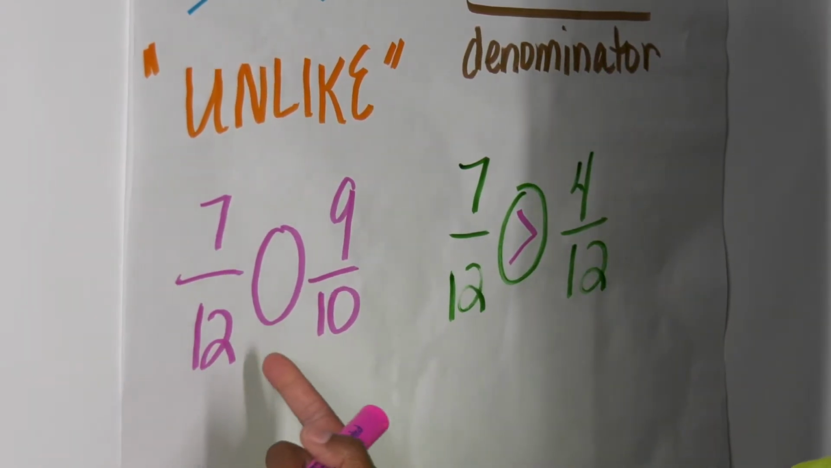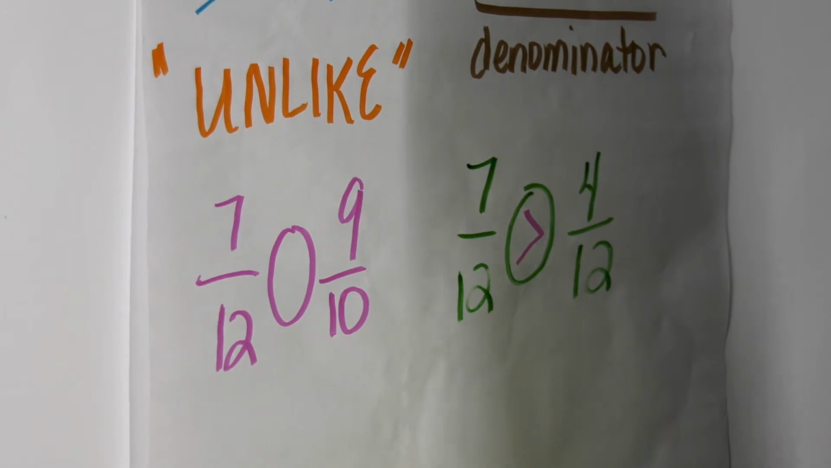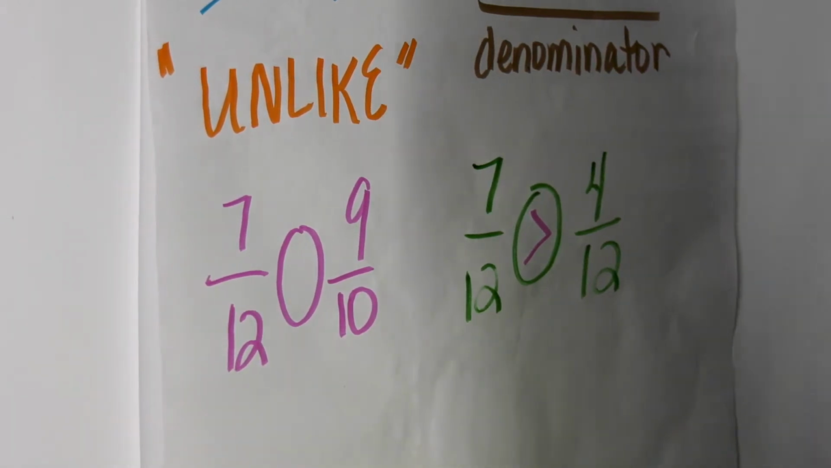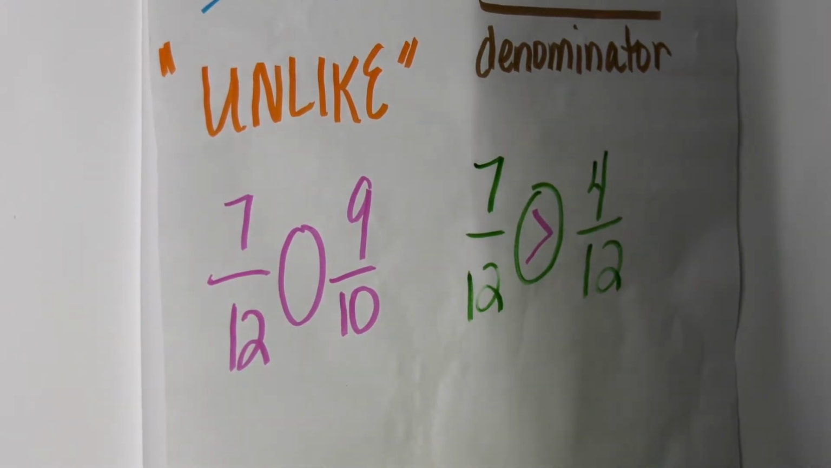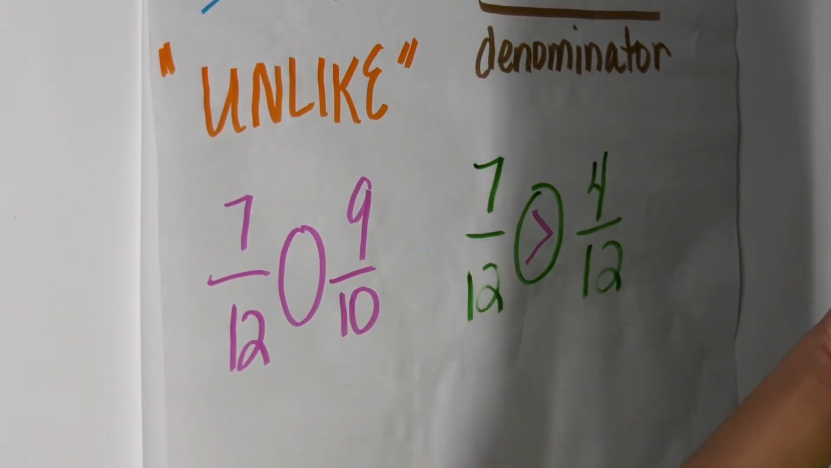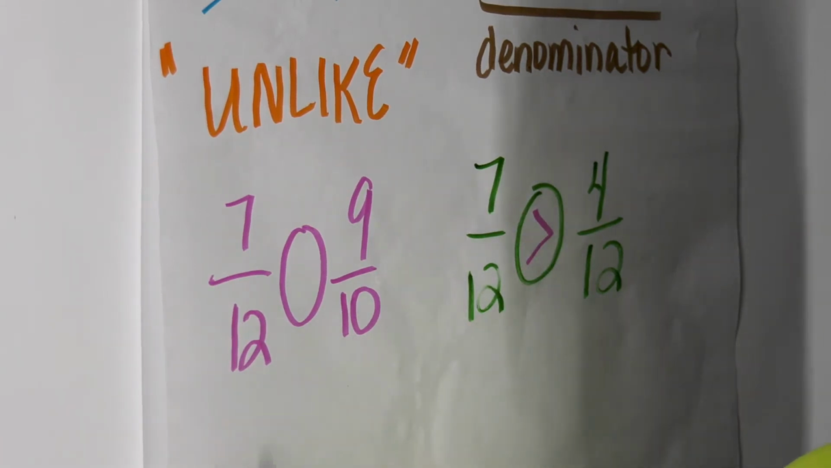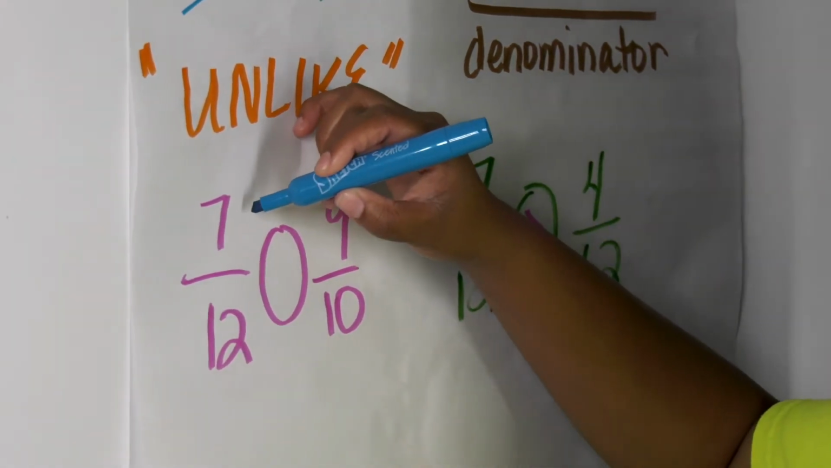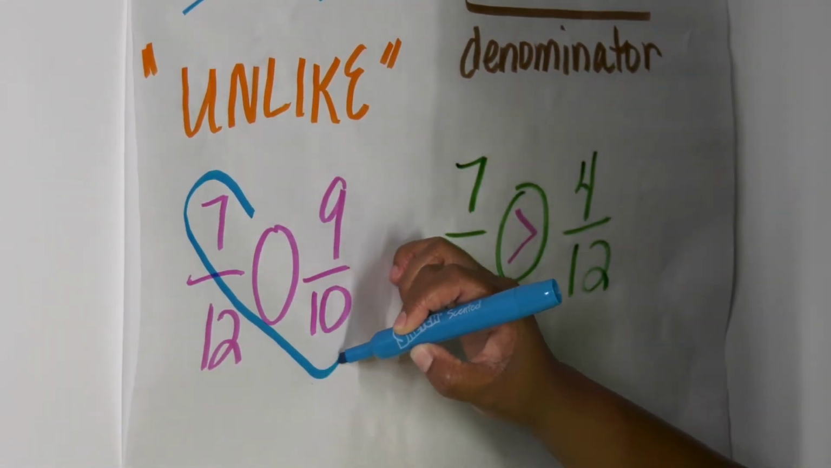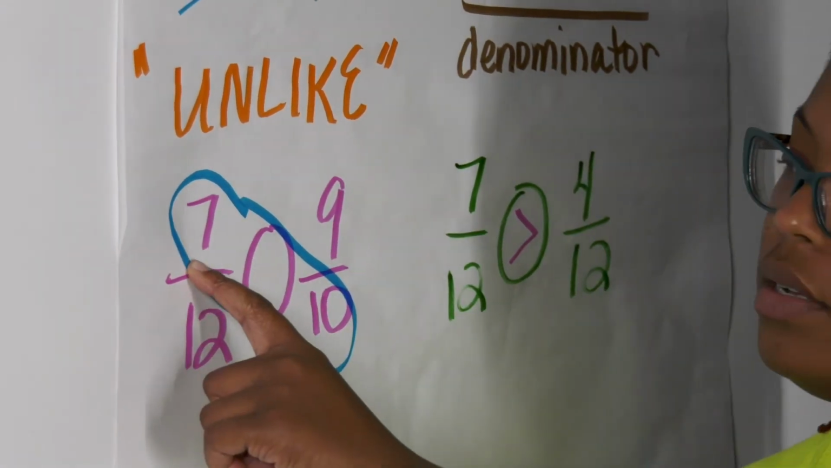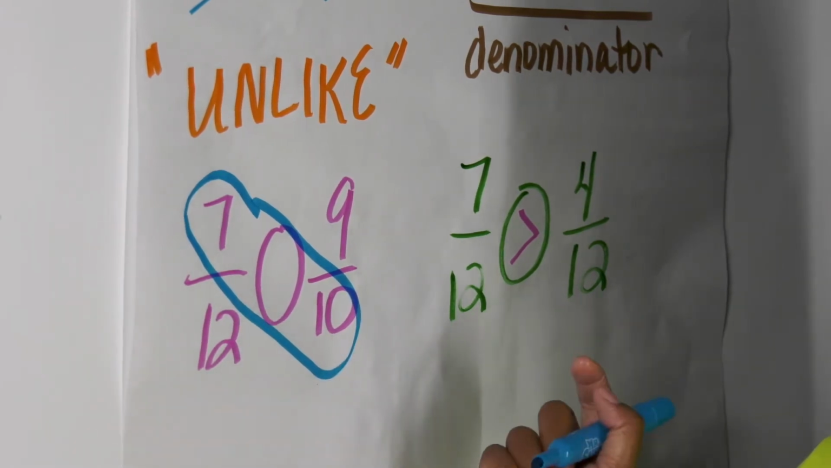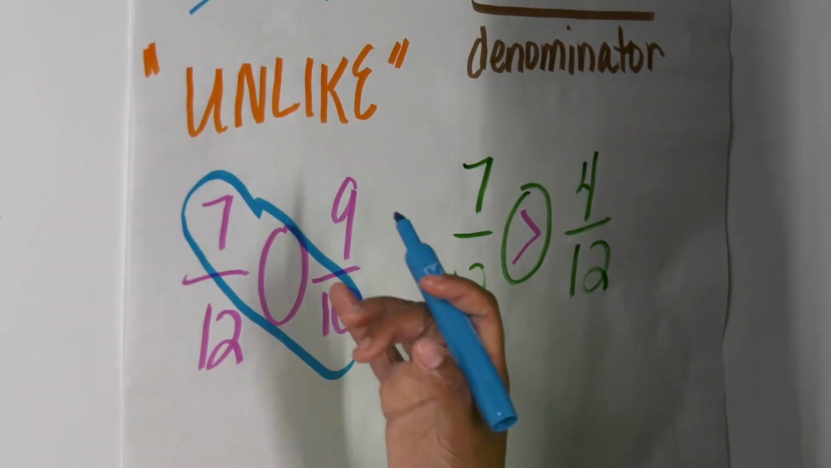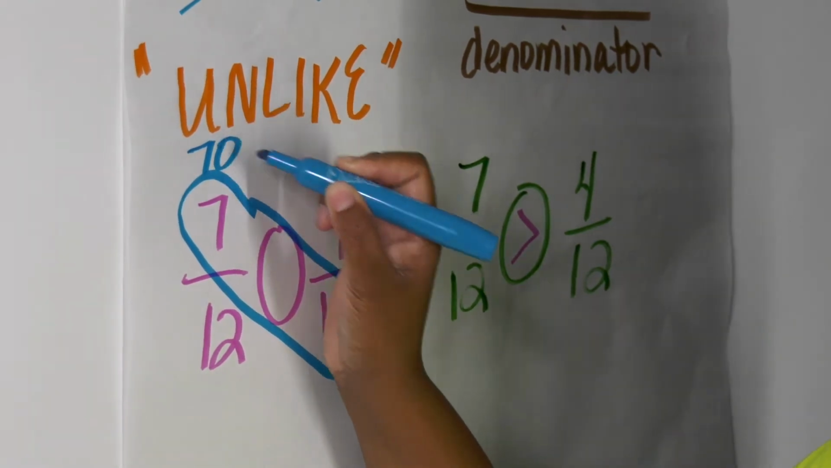Now, when the denominators are different, like this example here, we use the butterfly method to compare. That's one way. I'm not saying this is the only way, because you can find equivalent fractions. You can also find a common denominator here. So there are multiple ways. So with your butterfly method, you want to start with your left fraction, the numerator on the left, and we're going to multiply it with the denominator on the right. This is our first wing. So 7 times 10 gives us 70.